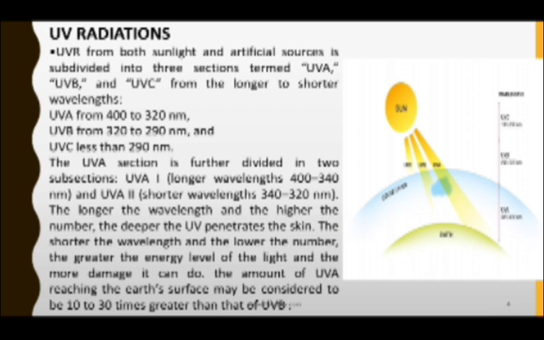The longer the wavelength and higher the number, the deeper the UV penetrates the skin. The shorter the wavelength and lower the number, the greater the energy level of the light and the more damage it causes. The amount of UVA reaching the Earth's surface may be considered 10 to 30 times greater than that of UVB.